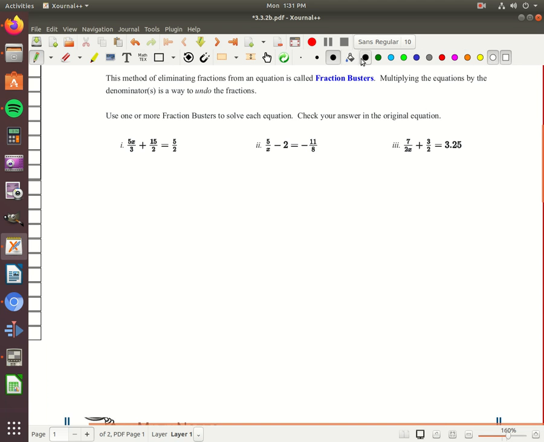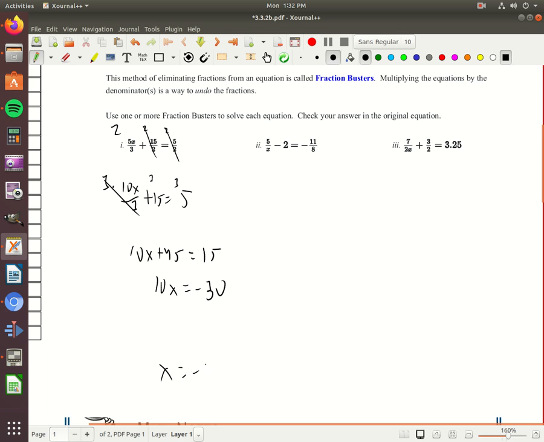And again, it's up to you how you perceive this. You can either multiply everything by 2, and you're going to get 10x over 3 plus 15 equals 5. And again, the beauty of picking 2 is it canceled these 2's out. Well, now I need to go back and multiply by 3. So I'll get 10x plus 45 is equal to 15. I'll subtract 45 from each side. I get minus 30. So I get x equals negative 3, of course, once I get done dividing there.